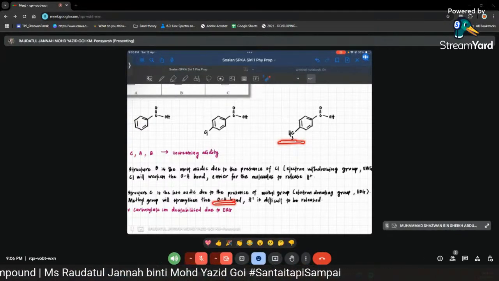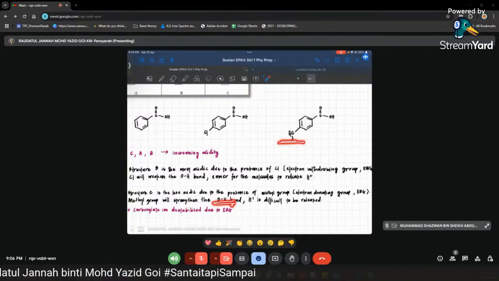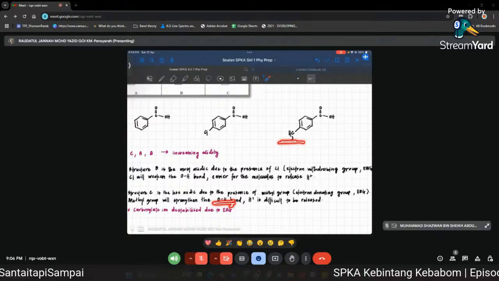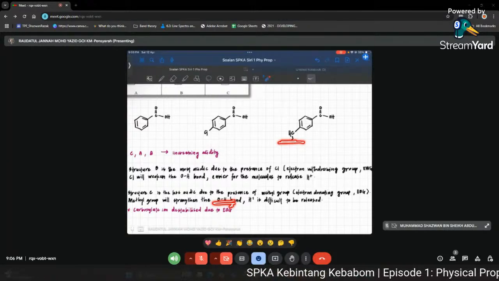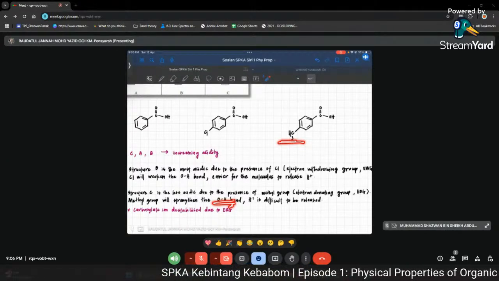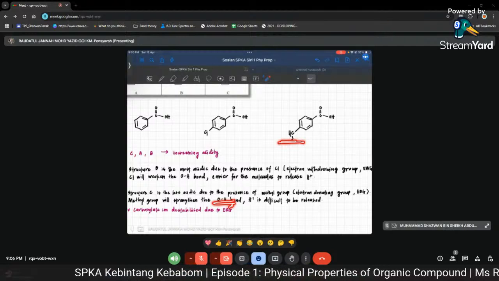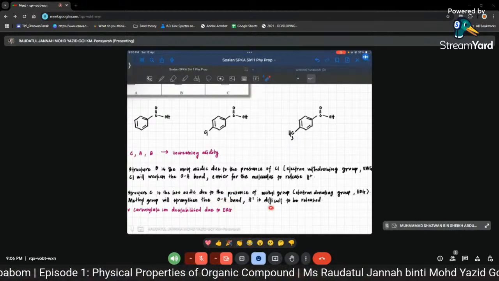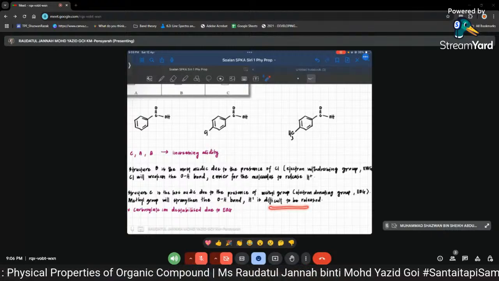Okay, macam yang kita dah go through tadi. So kalau you ada apa-apa species yang boleh strengthen the OH bond, sangat susah untuk you putuskan you punya OH bond tu. That means sangat susah untuk you punya compound to release its proton. So that's why it becomes the less acidic species.